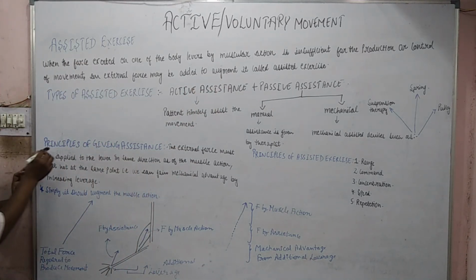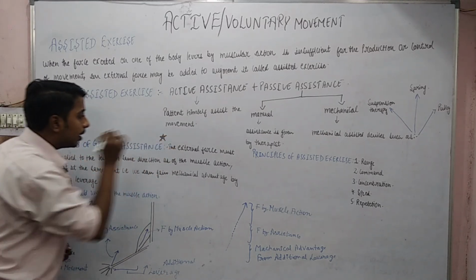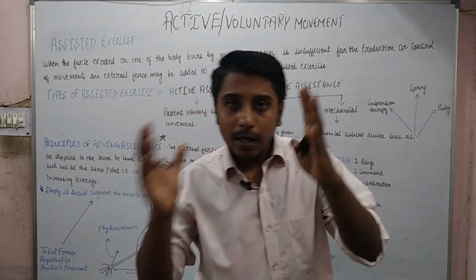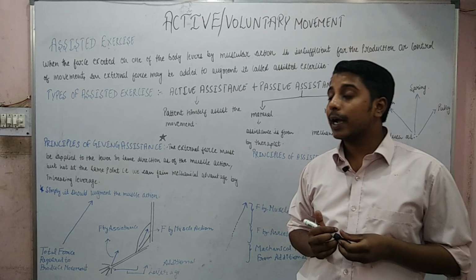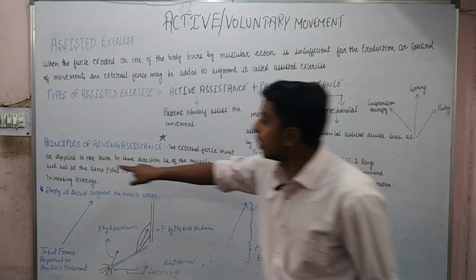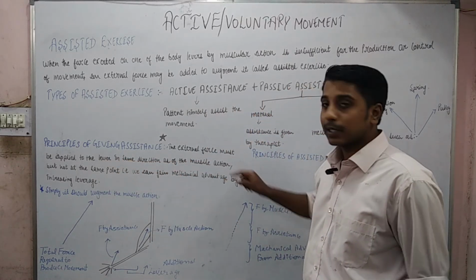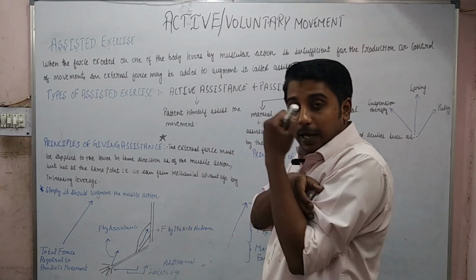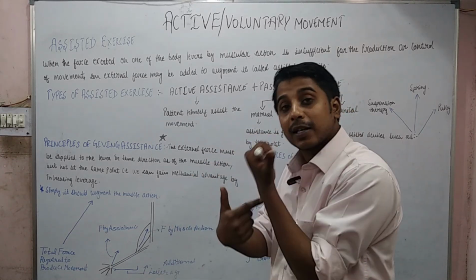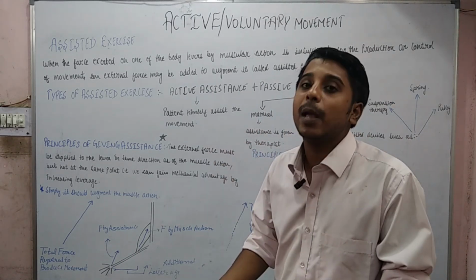Then what is the principle of giving assistance? This is very important, the principle which you need to keep in mind while giving any kind of assistance. The external force must be applied to the lever in the same direction as the muscle action. In elbow flexion, the action of the elbow flexor is in this direction. Yes, the action of assistance should also be in the same direction. Only then will it be able to give assistance.